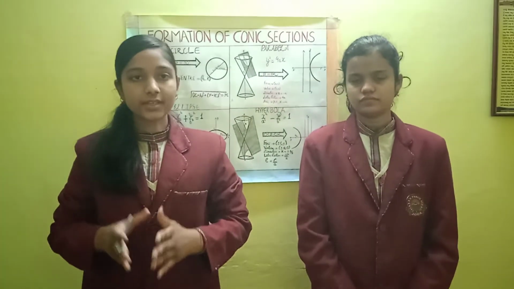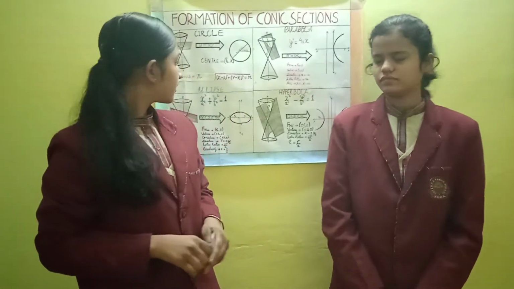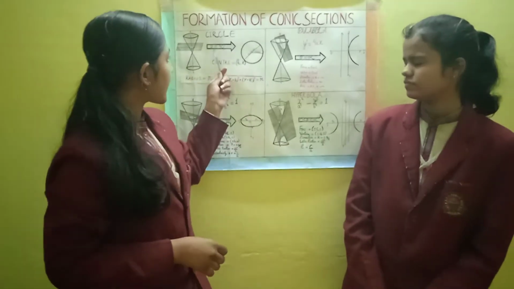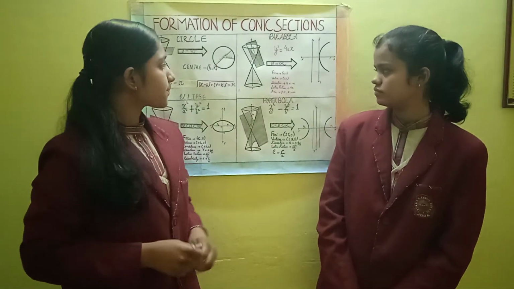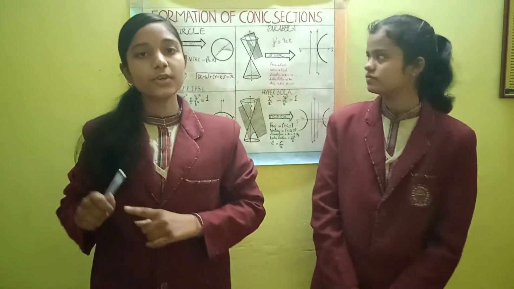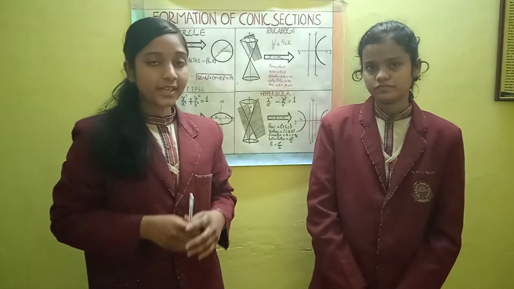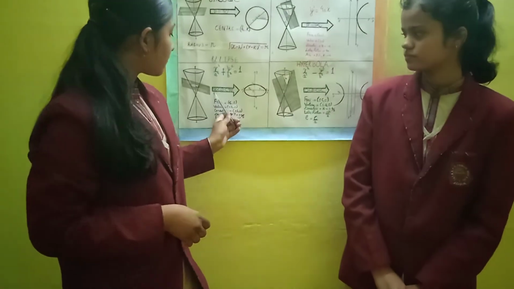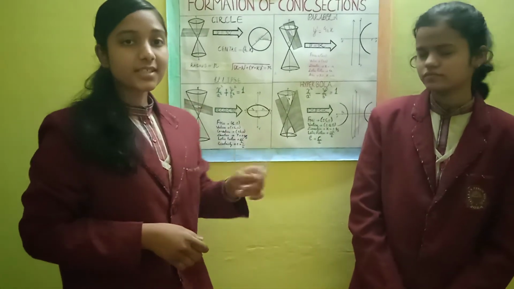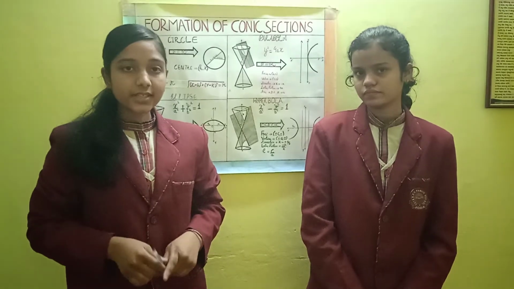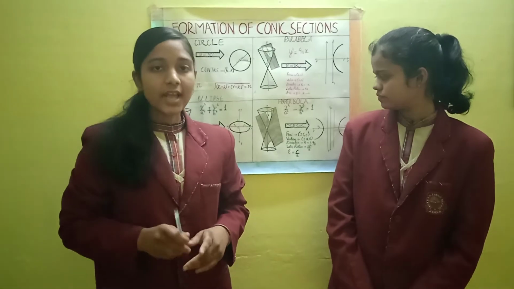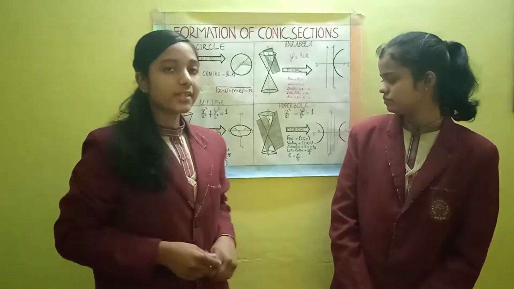Now, there are some angles or degrees as per alpha and beta. So, let's have a look at that. First one, circle. Its angle beta is equal to 90 degrees. Second one is the parabola. Here, when beta is equal to alpha, a parabola is formed. In the third case, when alpha is less than beta and beta is less than 90 degrees, then an ellipse is formed. Last one is the hyperbola. When beta is greater than or equal to 0 and less than alpha, a hyperbola is formed.